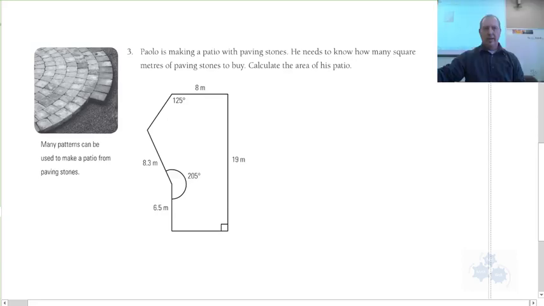Okay, so in the chapter review here for section 4.2, this number 3 you're asking about, it says Paolo is making a patio with paving stones. He needs to know how many square meters of paving stones to buy. Calculate the area of his patio. So this is an overview of his patio.